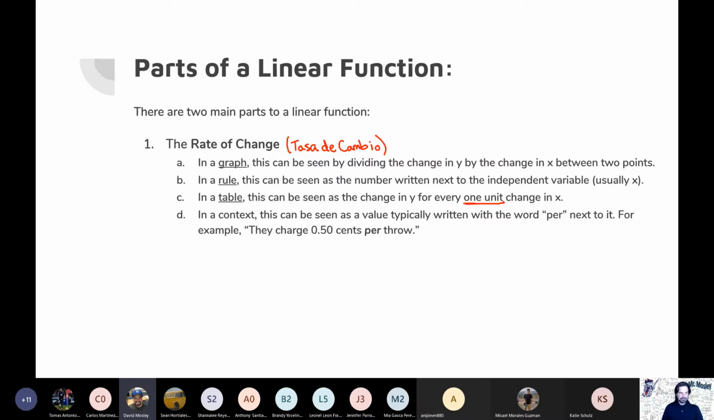Okay. So we're looking for rate of change. We can see that in a graph, in a rule, a table, and in a context. We have 4 different places to look. Do you guys have any questions on where to see the rate of change? We're going to have visual examples shortly.